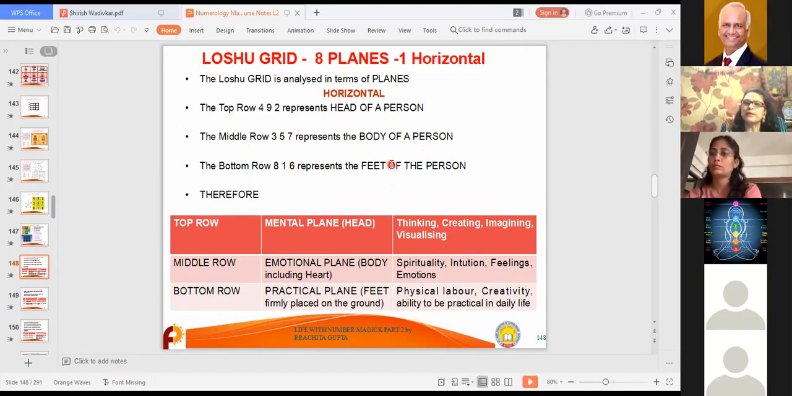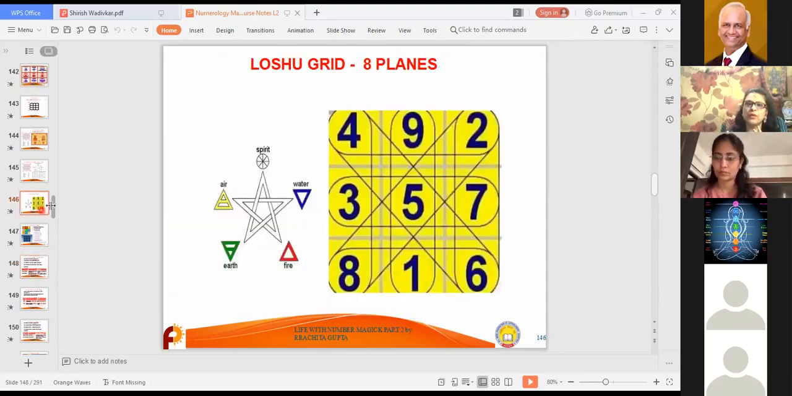Top row, mental plane: thinking, creating, imagining, visualizing. Now, a person who has the 492 complete, what kind of person is that? If you have a 492 which is complete, the person has a photographic memory. The memory is very sharp. Please write down these points, because you have to describe the person based on the grid.